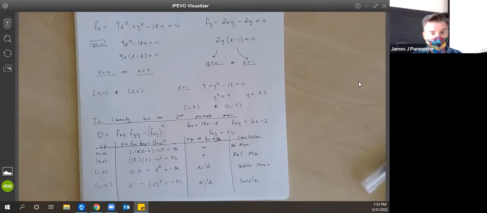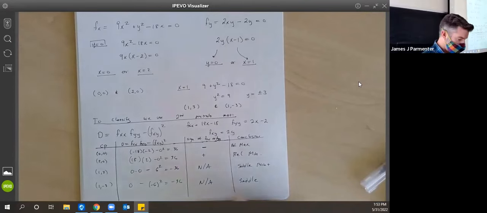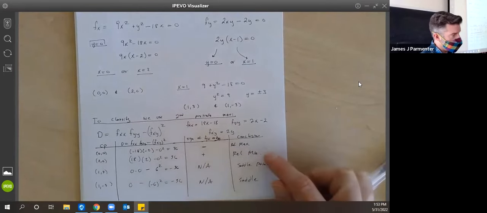Okay, so to sum up: find critical points by setting fx and fy equal to 0. Calculate D for each critical point. If D is negative, you have a saddle at that point. If D is positive, you have a max or a min. To see which, test one of the second derivatives. If the second derivative is negative, you have a max. If it's positive, you have a min.